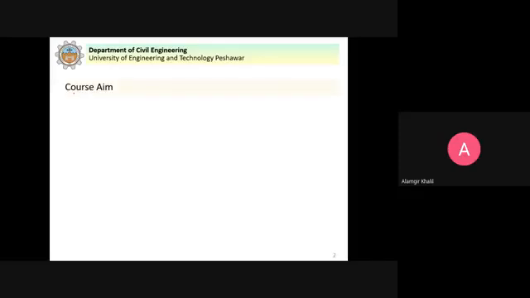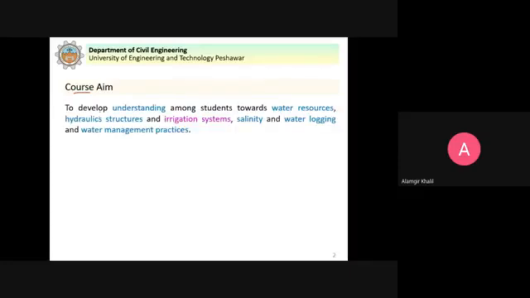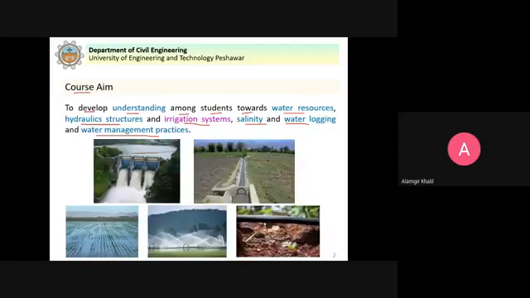Now, the course aim: why we need to study this course. The aim is to develop understanding among students towards water resources, hydraulic structures, irrigation systems, salinity and water logging, and water management practices. So the basic purpose of this course is to develop the understanding related to water resources, what the different types of water resources are.